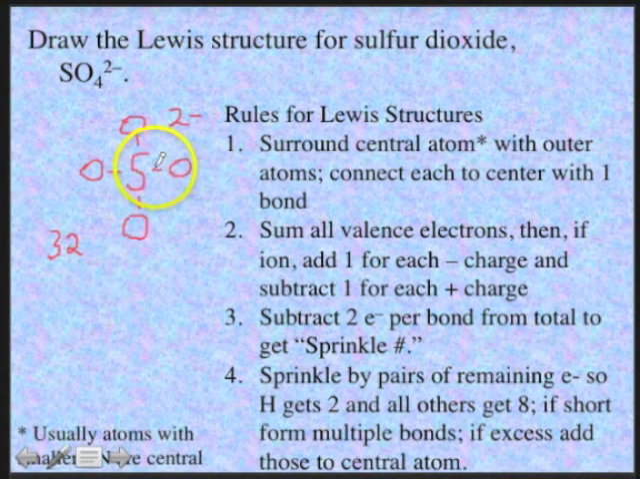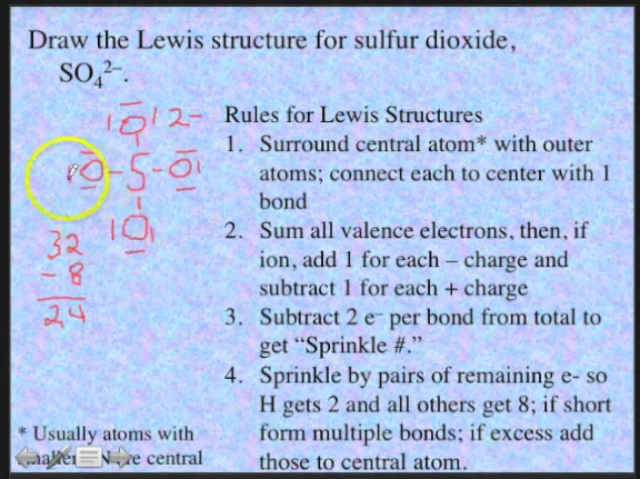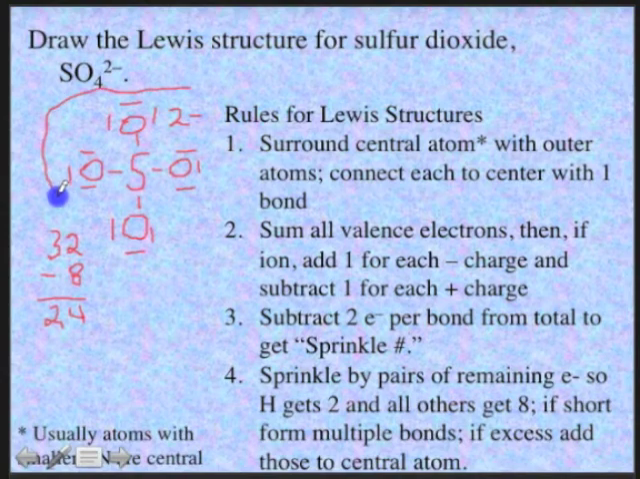I'm going to subtract 2, 4, 6, 8, which are already on the diagram. So that is going to give me 24 sprinkle electrons. So here I go. 2, 4, 6, 2, 4, 6, 2, 4, 6, 2, 4, 6. 6 times 4 is 24. There it is. I'm done. This is the Lewis structure for the sulfate ion.